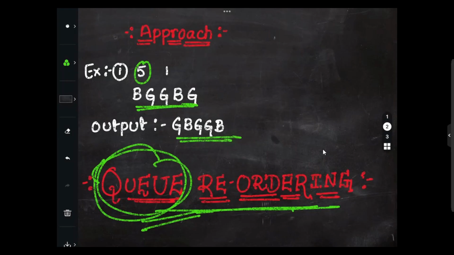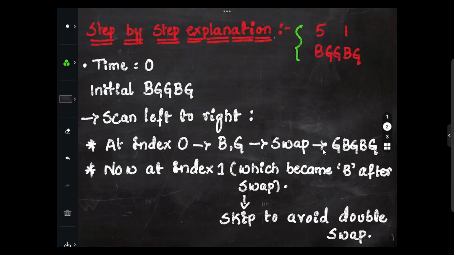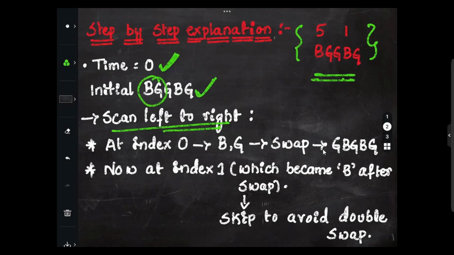Let's move on with the step-by-step explanation. We are considering the same first example. Initially, when time is 0, the input that we have been given is bbgbg. Let's scan from left to right. At index 0 we have b, g. What we'll do is swap this pair. When we swap, g will be here and b will be here, so this will be gbbg.